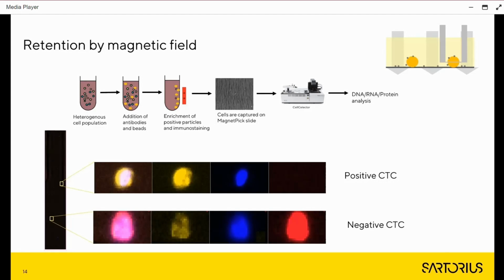Overall, isolation of cells using positive immunomagnetic enrichment is a reliable method for isolation of single cells when paired with our magnet pick slides. However, it is the staining procedure with beads and antibodies that is time-consuming and costly.